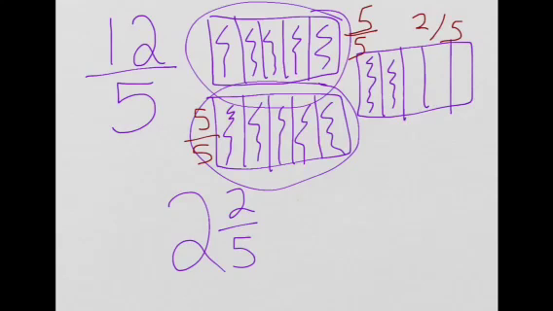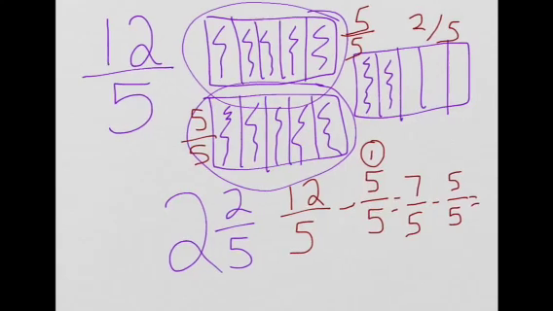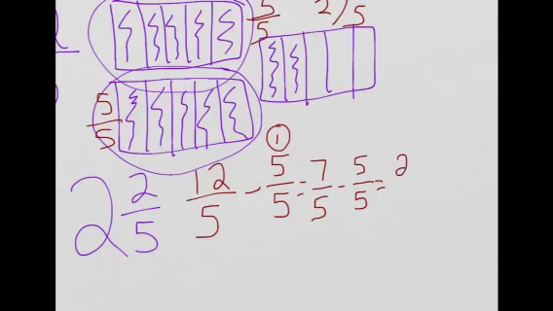So what I can do is take my 12/5, and I'm trying to figure out how many wholes that's going to be. So what I can do is try and subtract a whole. And I know that here with fifths, my wholes are going to be 5/5. Alright, so 12/5 minus 5/5. 12 minus 5 is 7/5. And that was one whole. Okay, I can do 5/5 again to take away another whole. 7/5 minus 5/5 equals 2/5, and that 5/5, that was another whole.